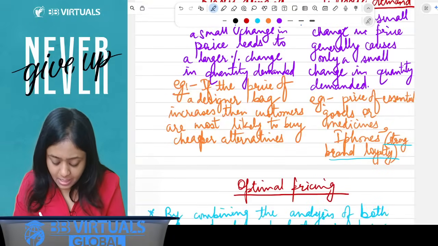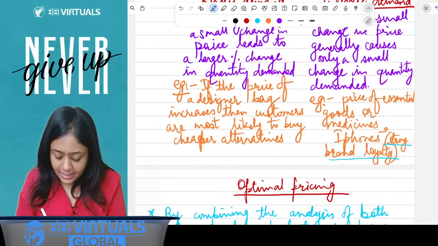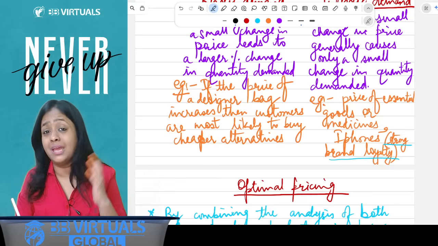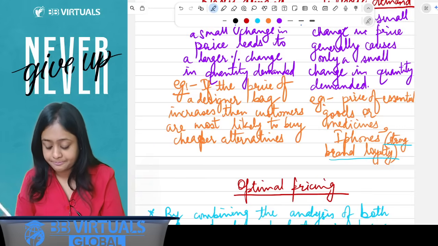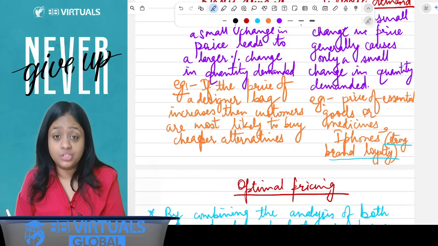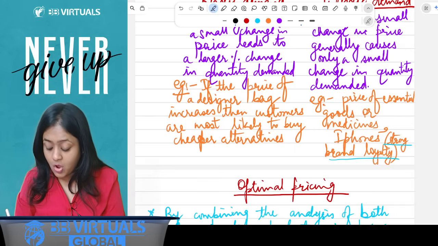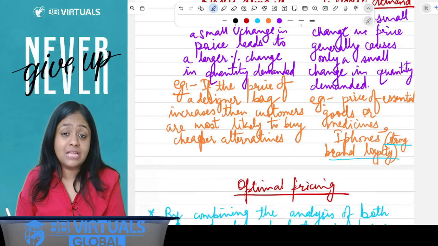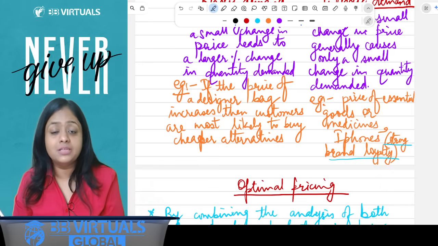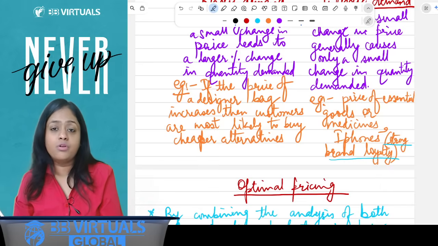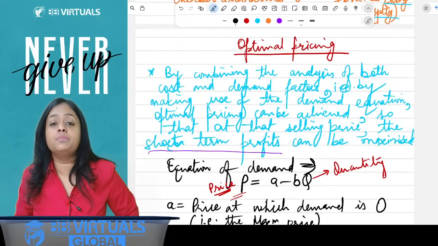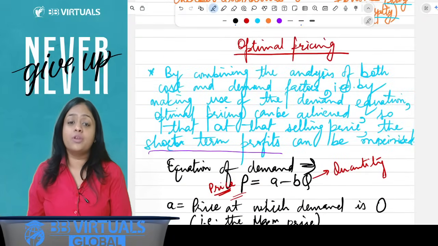For example, if the price of a designer bag increases, the customers are most likely to buy the cheaper alternatives. Not everybody would go for the designer bags. Price of essential goods or medicine changes. Okay, a strong brand loyalty, for example with iPhone, will really not affect the demand, because if you have to buy the medicines, you will buy the medicines, so it won't really affect your demand. Now, what is the optimal price? Optimal price is what is tested in your exams.